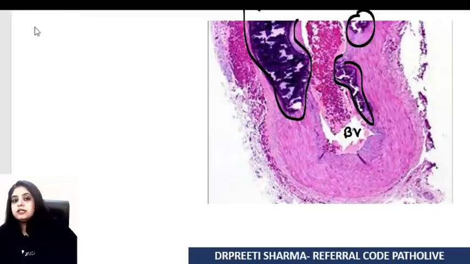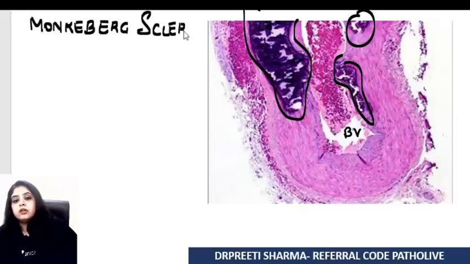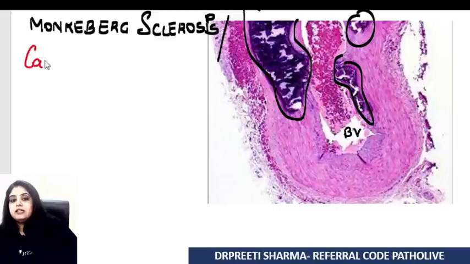So can we call it Monckeberg sclerosis? I think that's a very famous question again that we have in path and medicine both. There's something called Monckeberg sclerosis, and that has a better name actually. And that better name is known as calcific, because guys, there is blue color calcium.